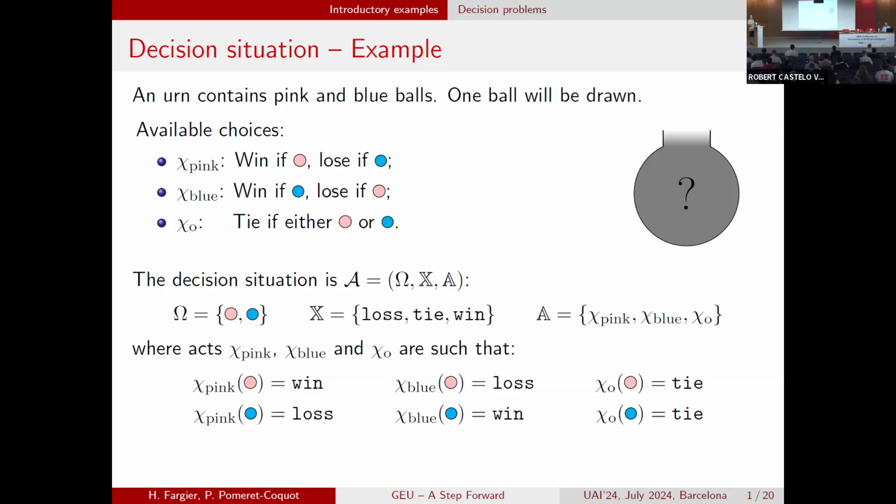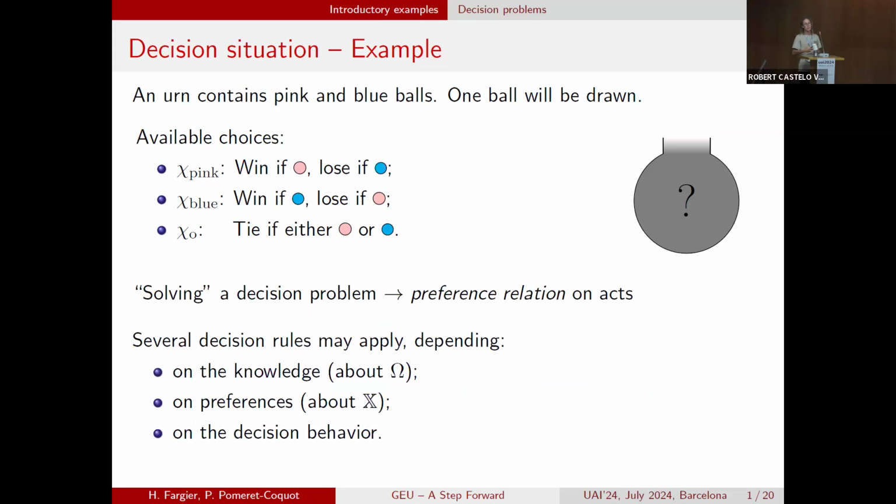Such a decision situation is formally defined by three sets. We have the set omega of states, the set X of possible consequences, and the set A of available acts. An act formally is a function mapping states to consequences, as for Chi pink here, mapping pink to wins and blue to losses.